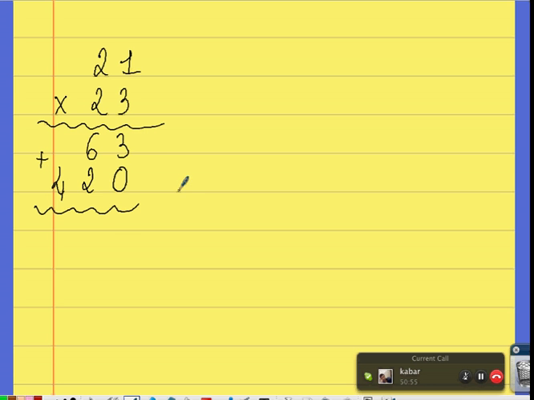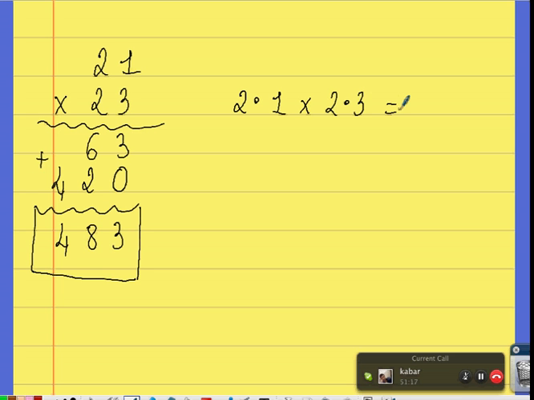Once you've worked out your multiplication, we're going to add the two answers. 3 plus 0 is 3. 6 plus 2 is equal to 8. And 4 plus nothing is just 4. Once you get your answer, which is 483, we're going to go back and write down our answer as 2.1 times 2.3 is 483 there.